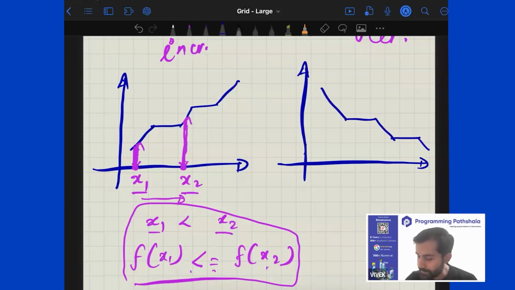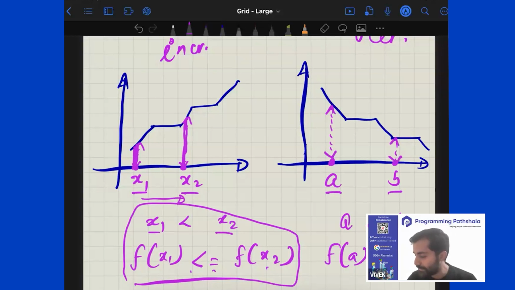In this case, let's say, again, you have a point A, another point B, and A is behind B. That is, A is smaller than B. So what will be the relationship between f of A and f of B? You can see this is f of A, this height, and this is f of B. So it is guaranteed that f of A will be greater than or equal to f of B, right?